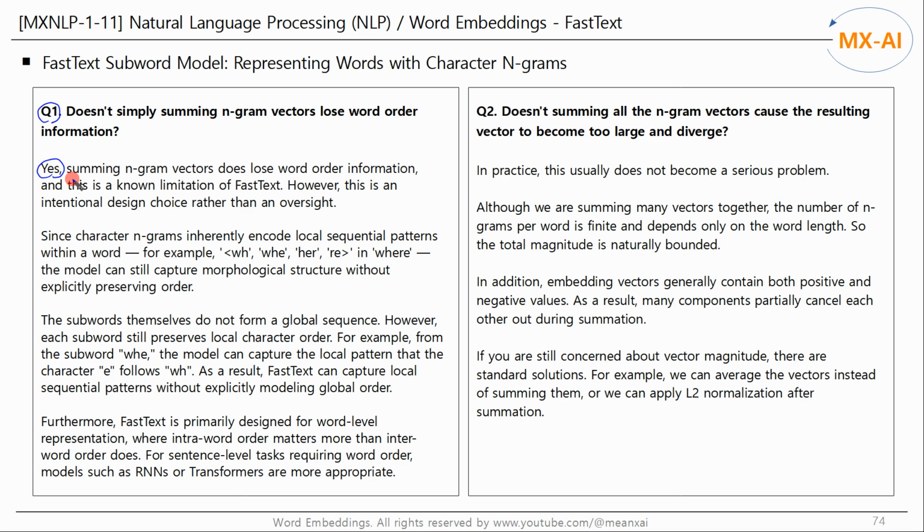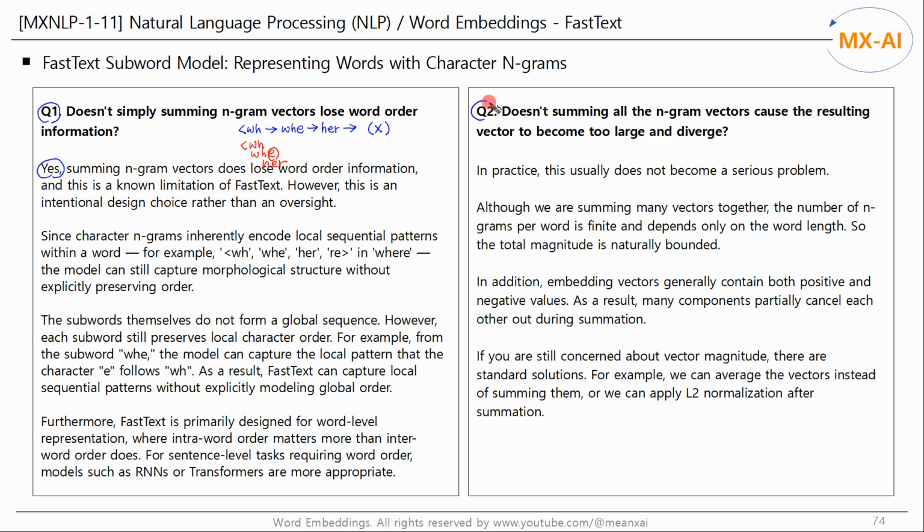Because character n-grams already contain local sequential patterns, FastText can still capture a significant amount of morphological structure without explicitly modeling order. The subwords themselves do not form a global sequence. However, each subword still preserves local character order. For example, from the subword WHE, the model can capture the local pattern that the character E follows WH. As a result, FastText can capture local sequential patterns without explicitly modeling global order.